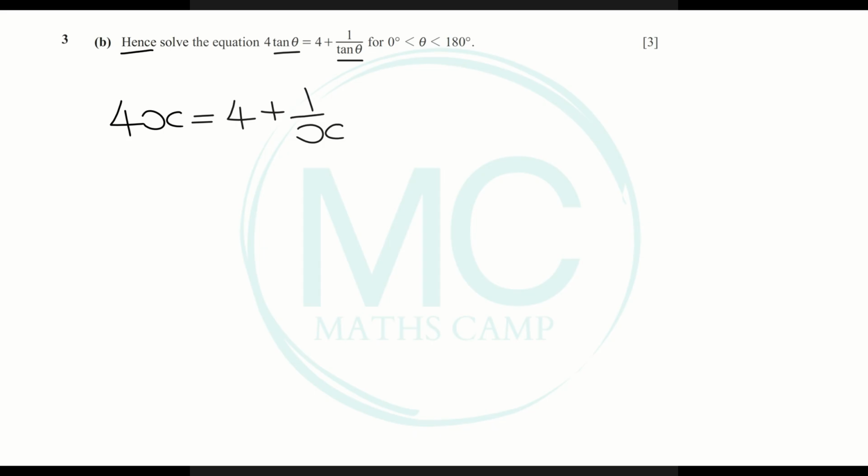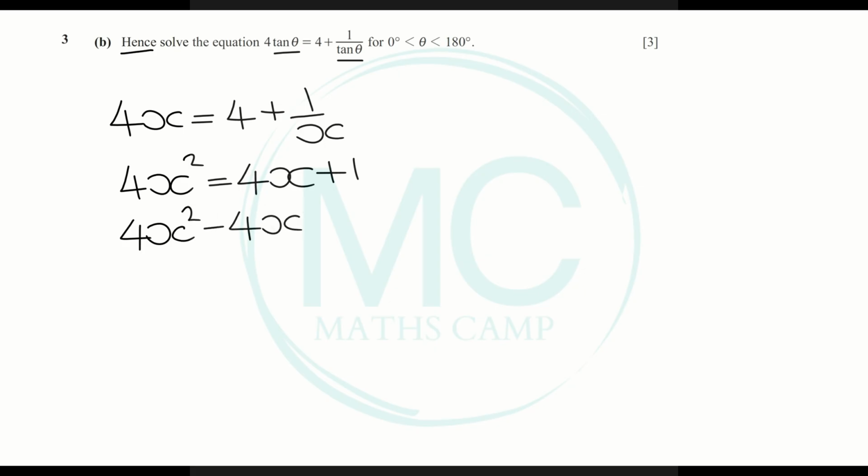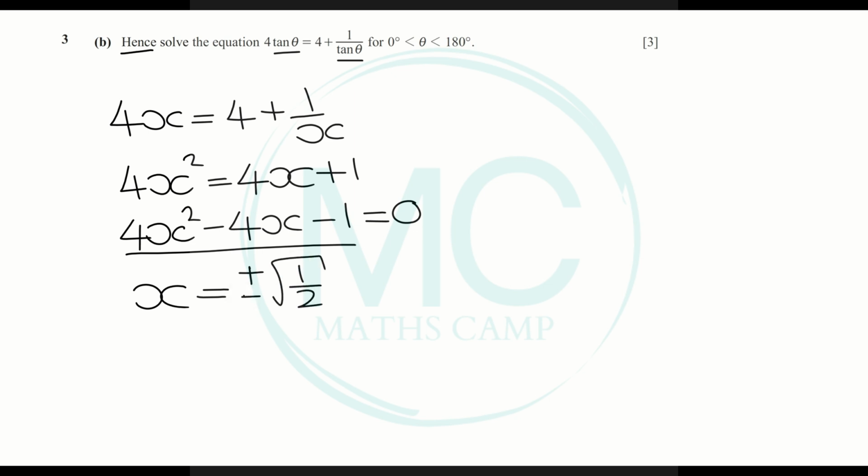In order to solve for x, I need to multiply all of my terms by x. And I get 4x squared is equal to 4x plus 1. We have a quadratic, so let's move our terms to the left. 4x squared minus 4x minus 1 is equal to 0. This is the equation we were given in part A, and we found that x is equal to positive or negative the root of 1 over 2 plus 1 over 2.